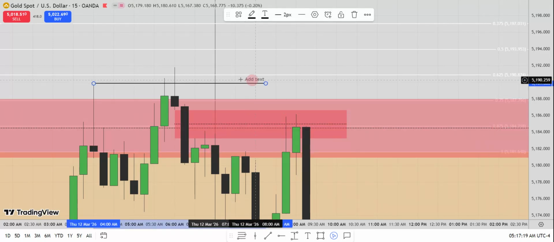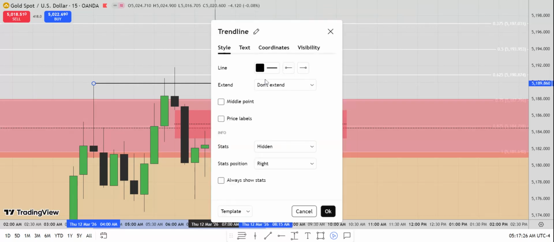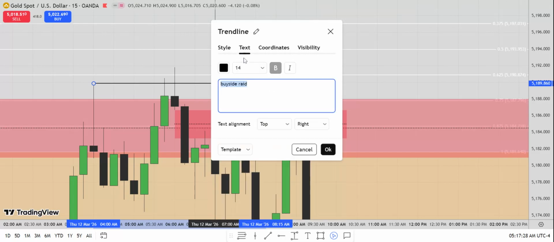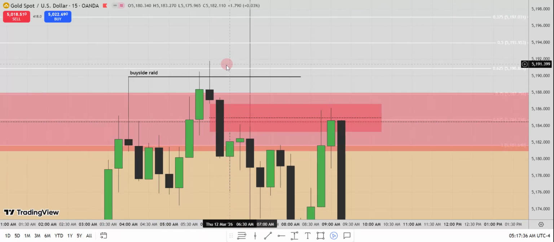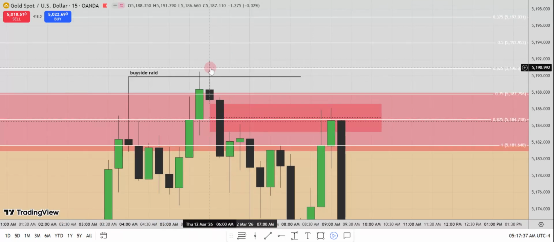Okay, so we have this right here, buy side raid. We have a buy side raid. And what did it use? This level here, 0.625. These levels are so important. So important. And if you understand that, you're gonna be crazily in love with this thing.